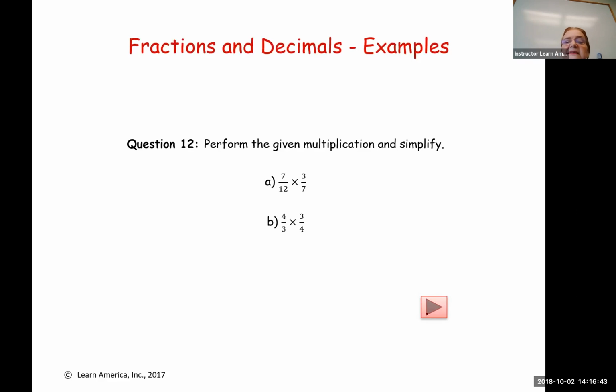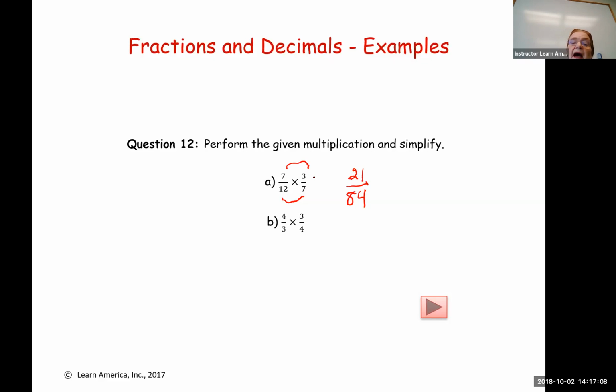Okay. Next, let's look at the multiplication of these rational numbers. Now, in multiplication, generally speaking, it'll always work if you multiply across the top and multiply across the bottom. It might not give you the lowest answer to start with, but it'll always give you the right number. So if we did that, we would have 21 over 84. And then we could reduce that.